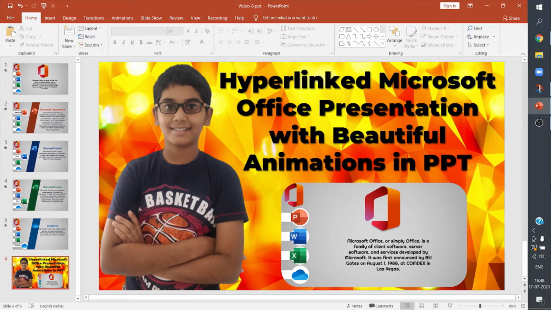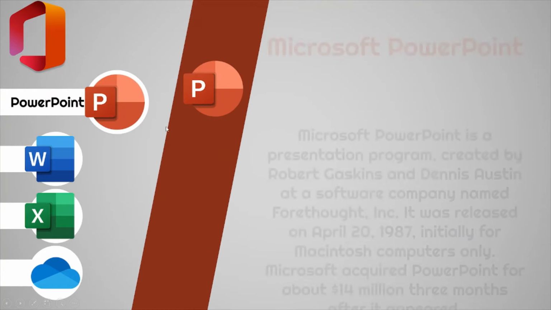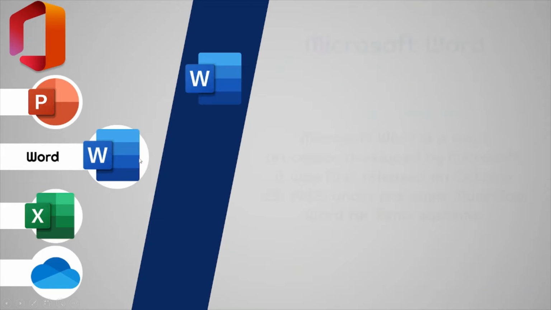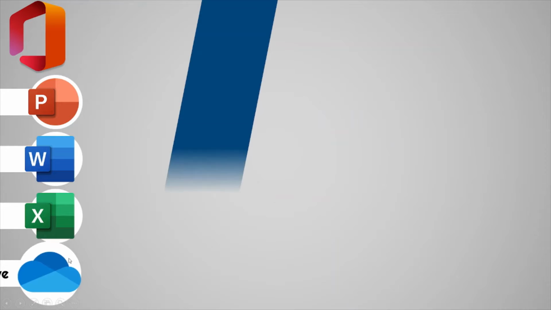That's PowerPoint Pro Tips. So today I'm here to teach you how to make a hyperlinked Microsoft Office presentation with beautiful animations in PowerPoint. Not even a Microsoft Office presentation, but you can make your own presentation. So let's see the preview of it at the beginning. Yeah, so I'm clicking on PowerPoint. So you can learn these beautiful animation effects in PowerPoint. So let's get into the video.